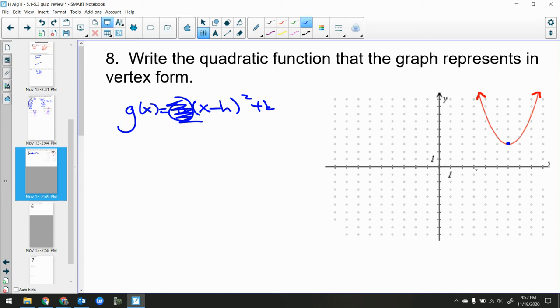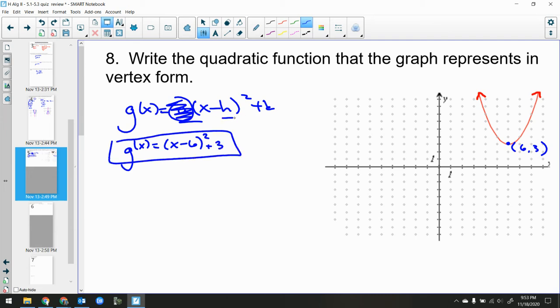Well, it's 1, 2, 3, 4, 5, 6, and then 1, 2, 3. This is at (6, 3). So that means my g of x is going to be (x minus 6) squared plus 3. Remember, your (h, k) is your vertex, right? Your h value is the x value of the vertex, and the k value is the y value of the vertex.